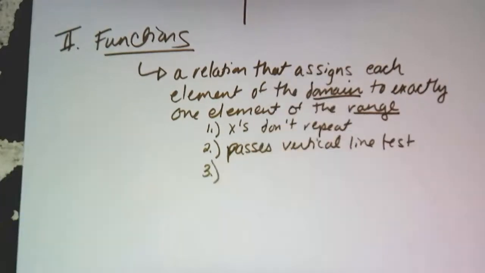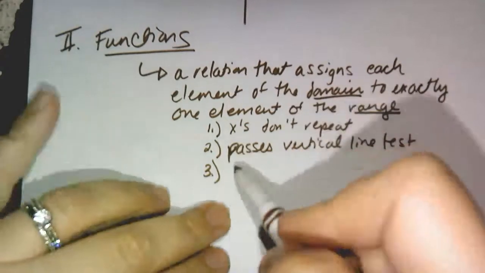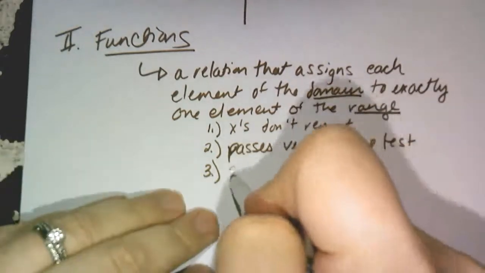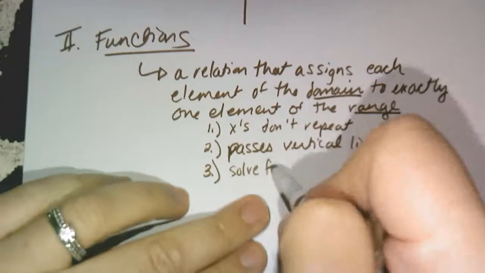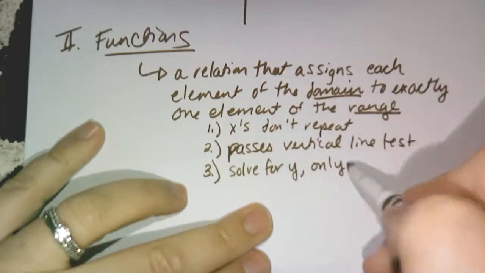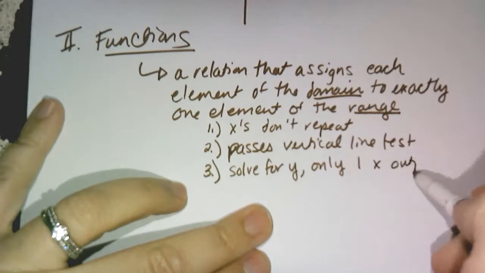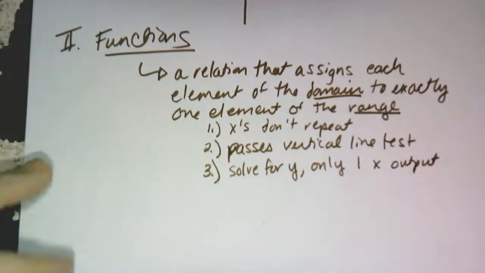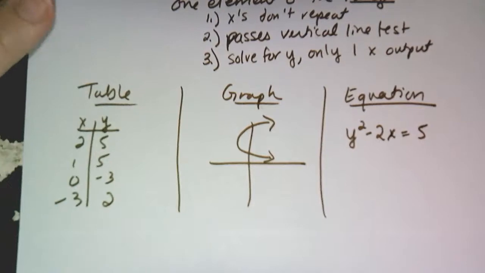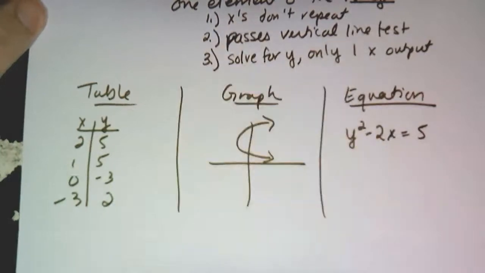The third thing deals with something new for you, I think. If you have an equation, if you solve it for y, you really should only have one y output for each x. And I'm going to show you examples of each one of these, function or not a function. So here's how you would tell. It's based off of these 3 things that you've learned in the past.